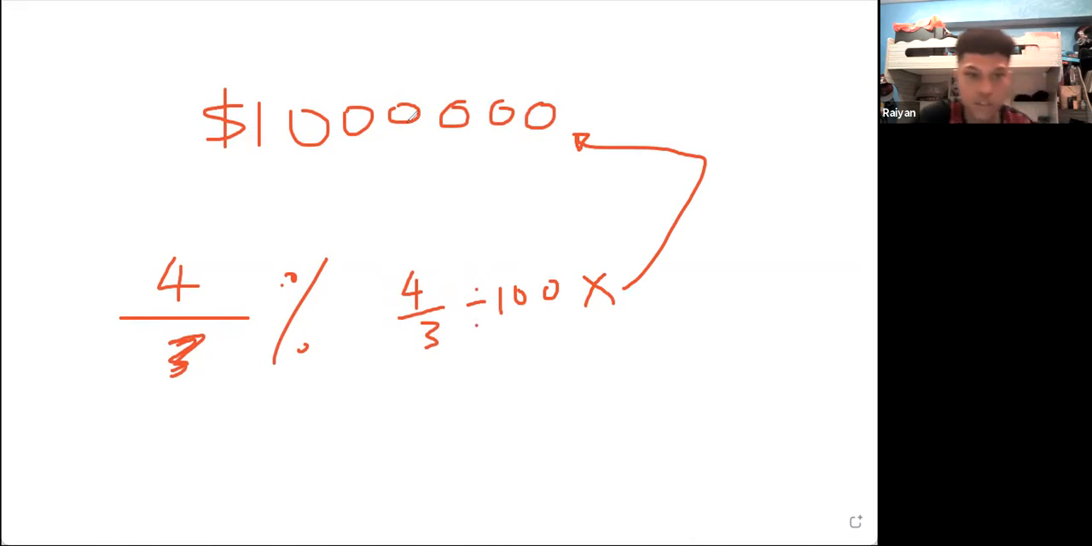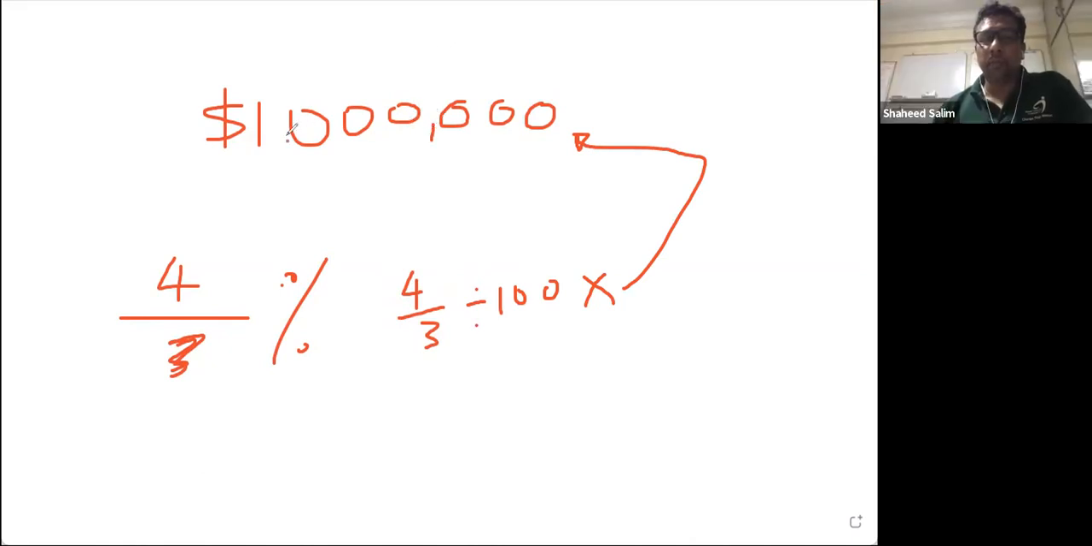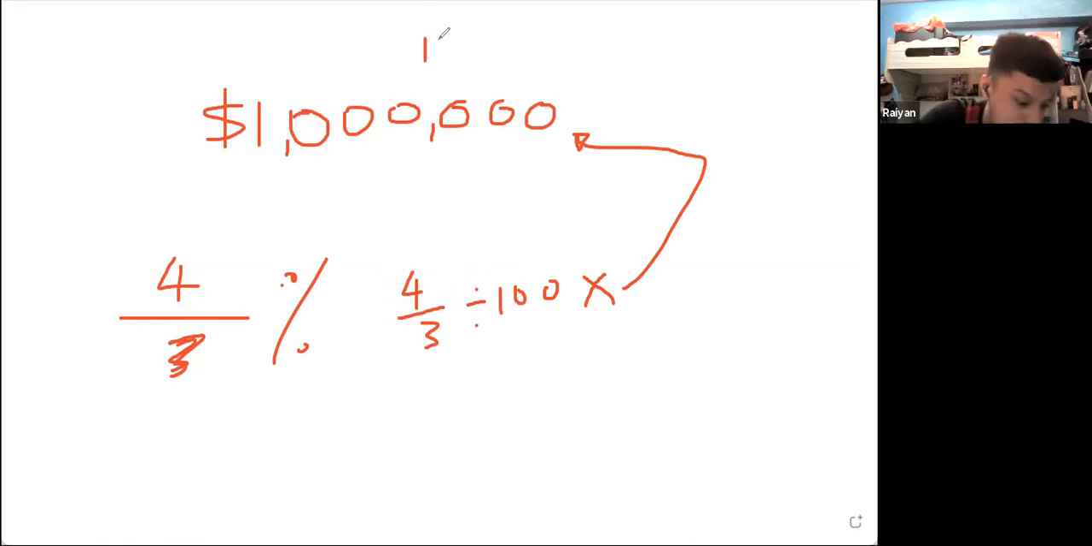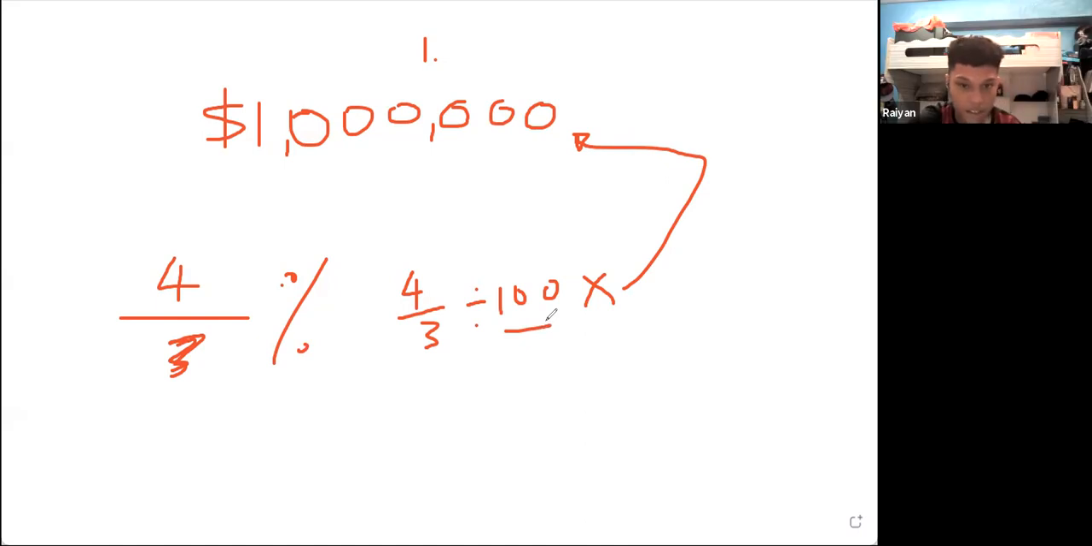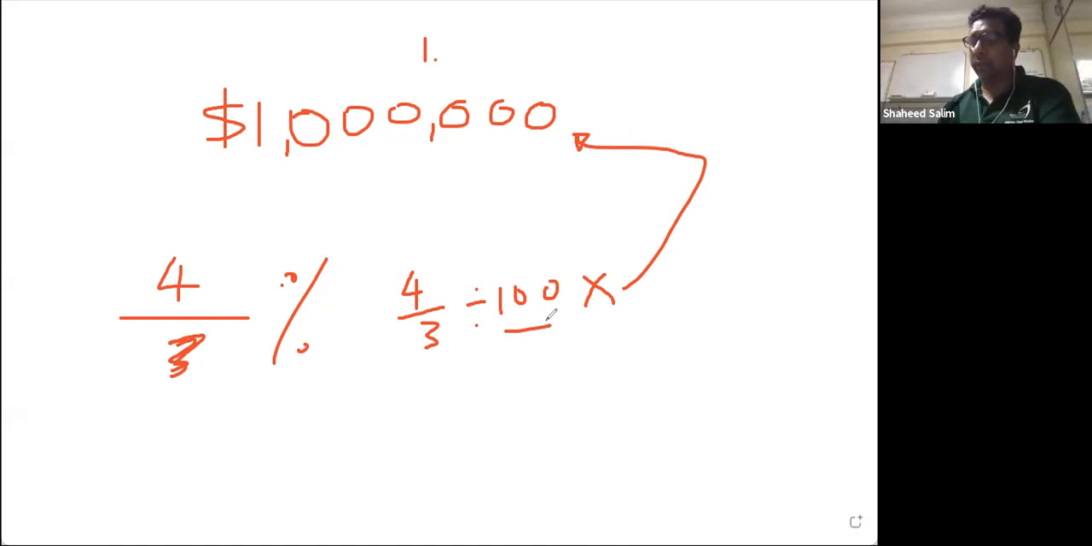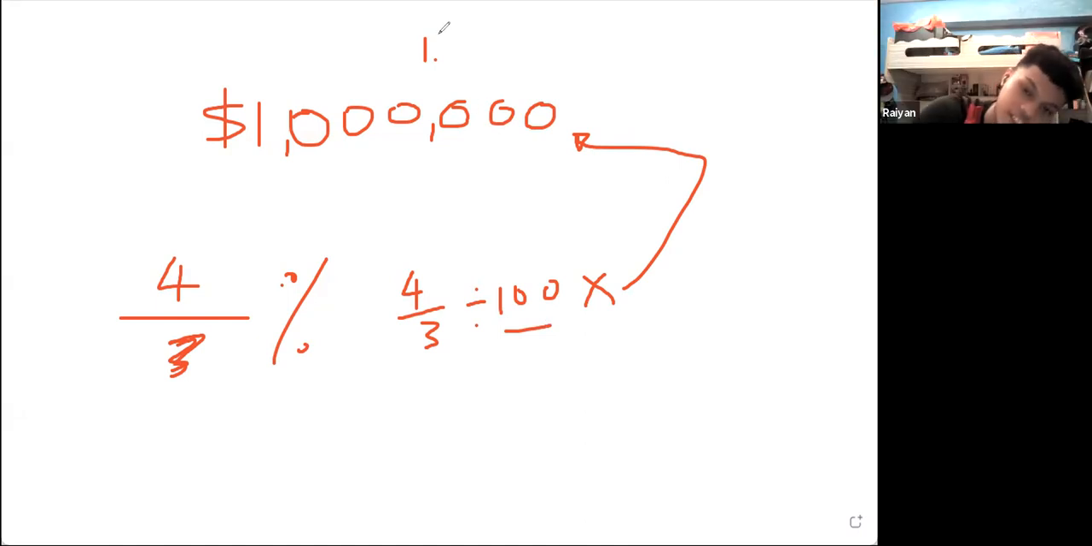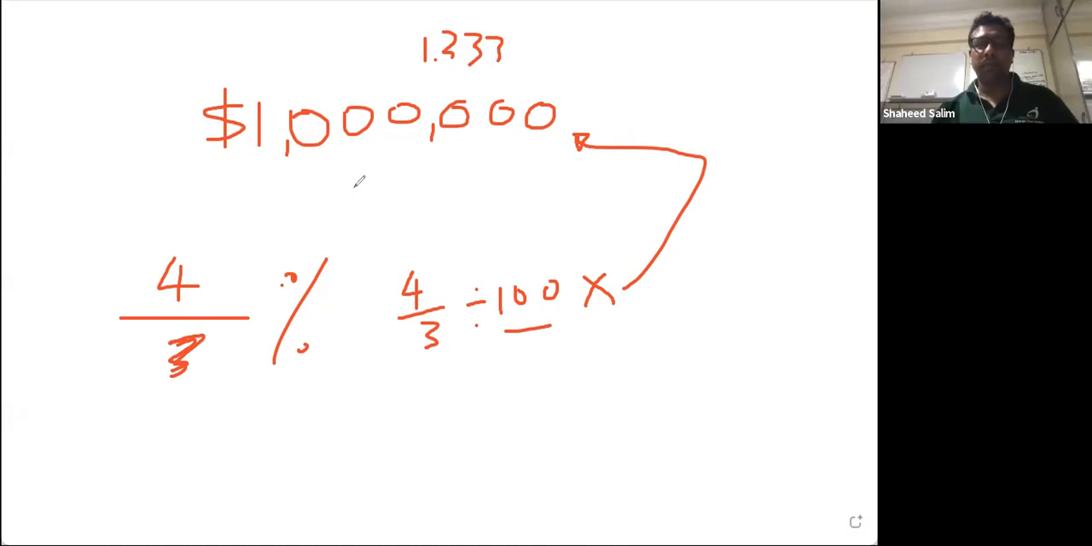Million has how many zeros? 6 zeros. You get 1.3333. Then you divide by 100. So 1.3333. Okay, but what is the number actually? Okay, you try again. Hold on. 1.3333 divided by 100 times 1 million.